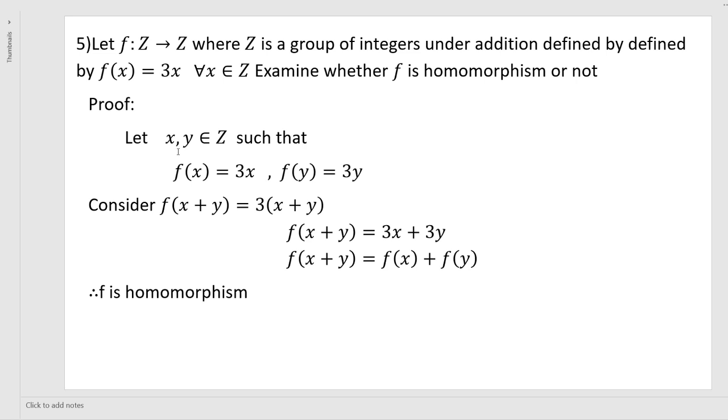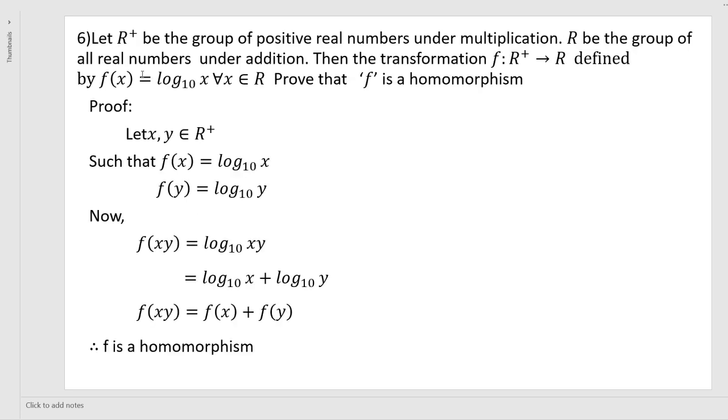Let us consider x and y belonging to Z such that f(x) = 3x and f(y) = 3y. Consider f(x + y) = 3(x + y). This can be written as 3x + 3y, which is f(x) + f(y). So f(x + y) = f(x) + f(y). Therefore, f is a homomorphism.